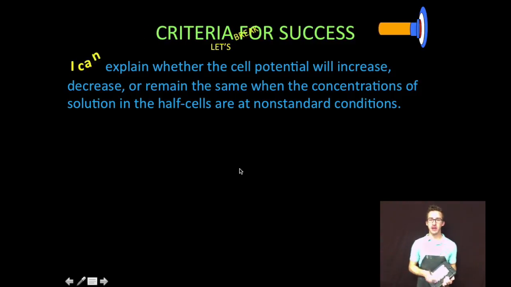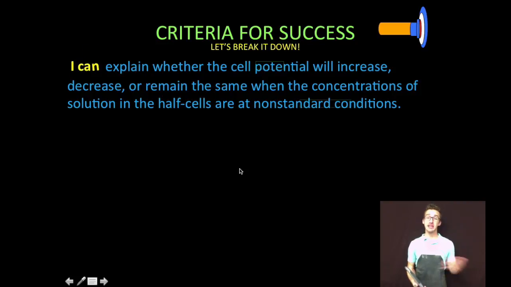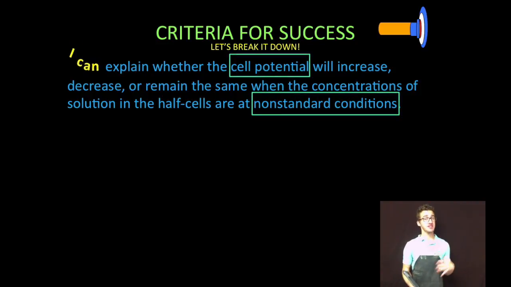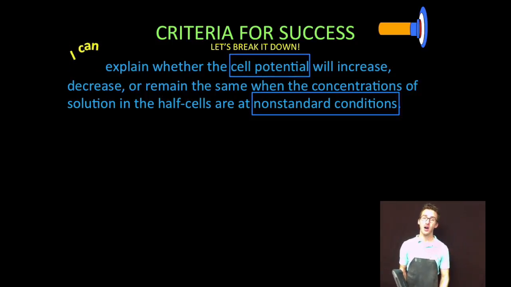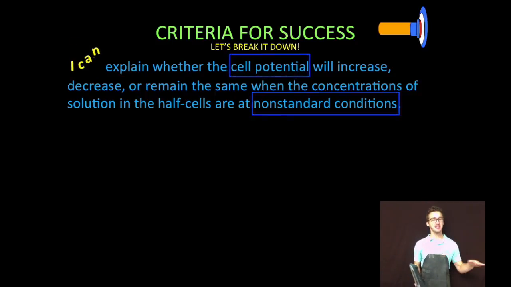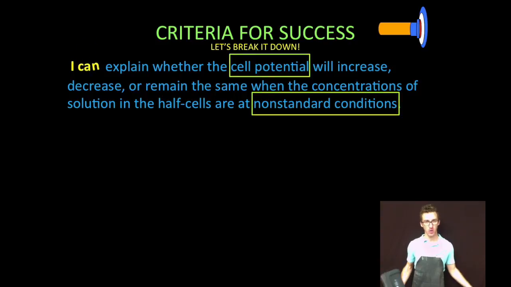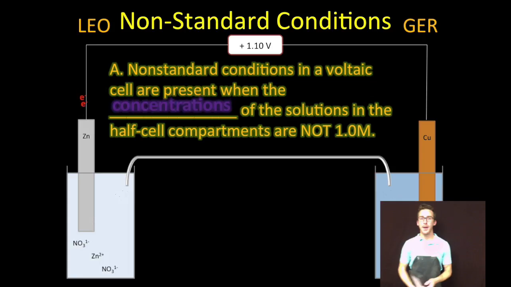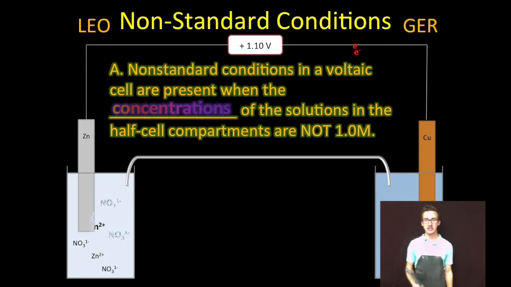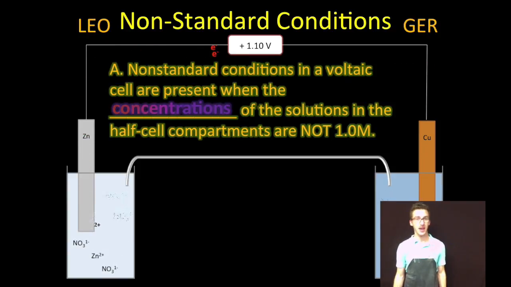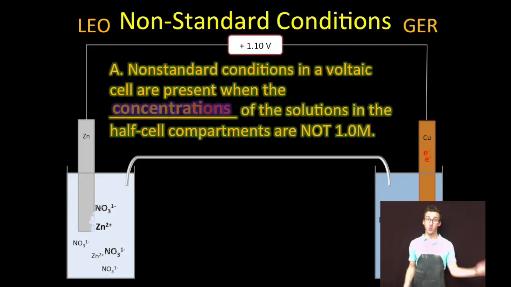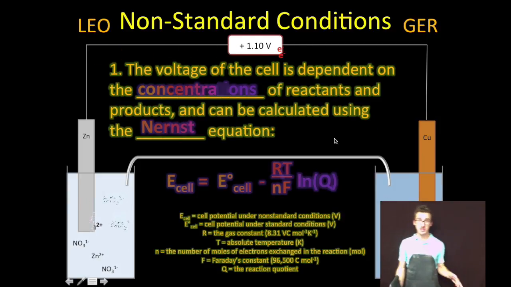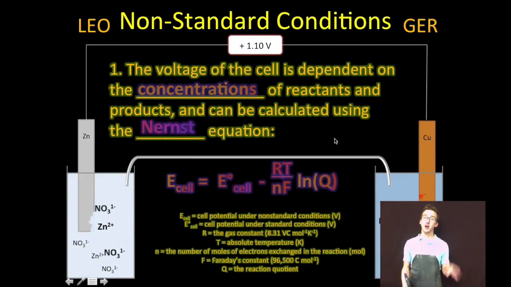Basically, we're going to explain whether the cell potential will increase, decrease, or remain the same when the concentrations of solutions in the half cells are at non-standard conditions, so when they're not 1 molar. How does that affect the cell potential? So, non-standard conditions in a voltaic cell are present when the concentrations of the solutions in the half cell compartments are not 1 molar.